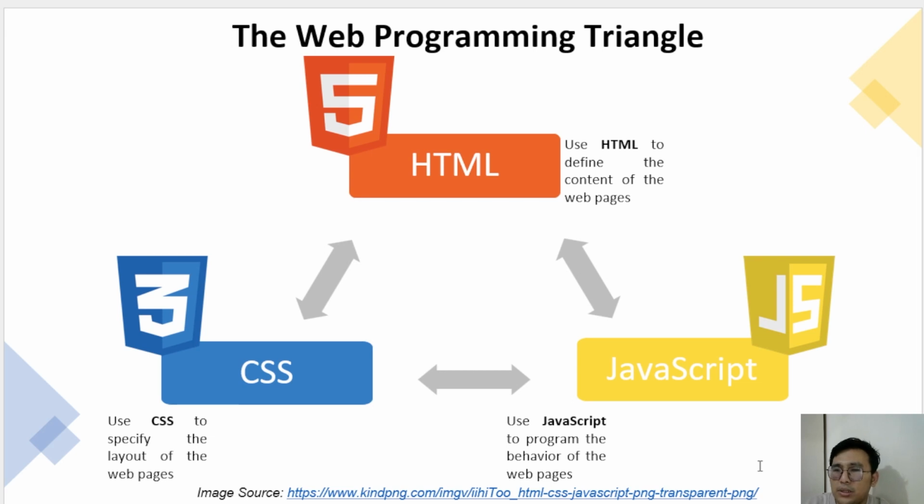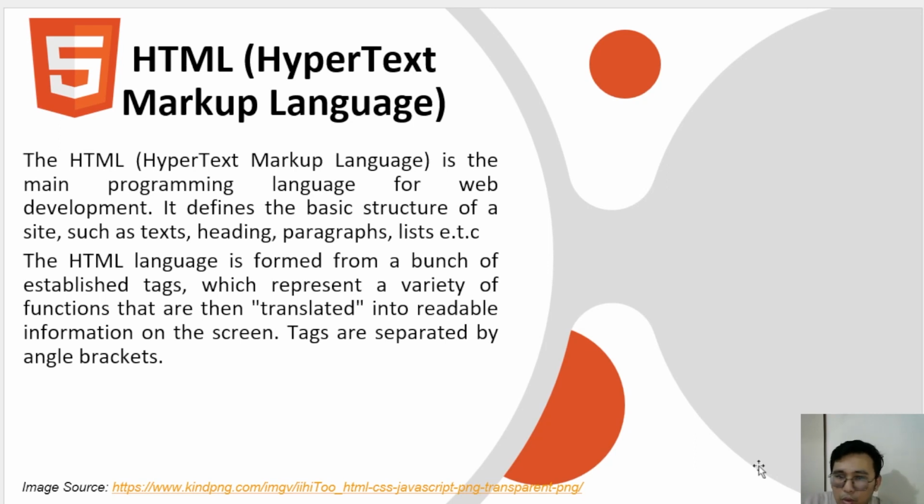This is the web programming triangle, where HTML, or hypertext markup language, defines the content of the web page, JavaScript is used as a program to give the behavior of the web page, and CSS specifies the layout of the web page. So it is the programming triangle that structures all of the web pages introduced in the browser. Let's take a deeper look at that.